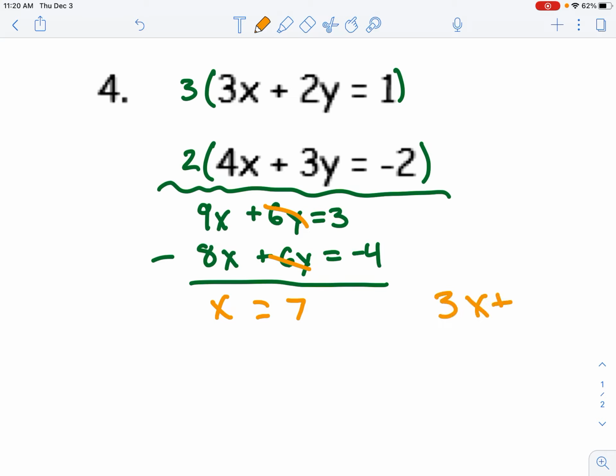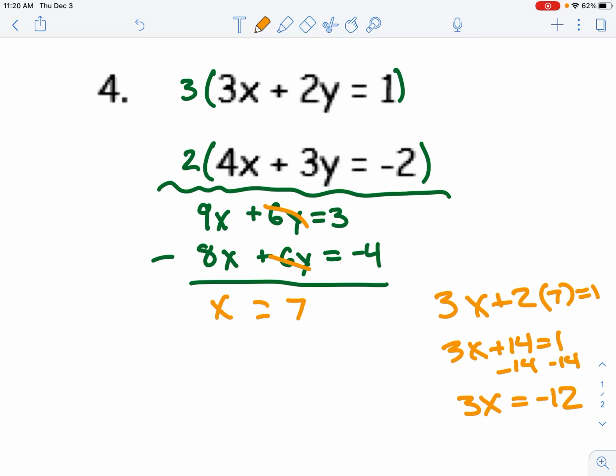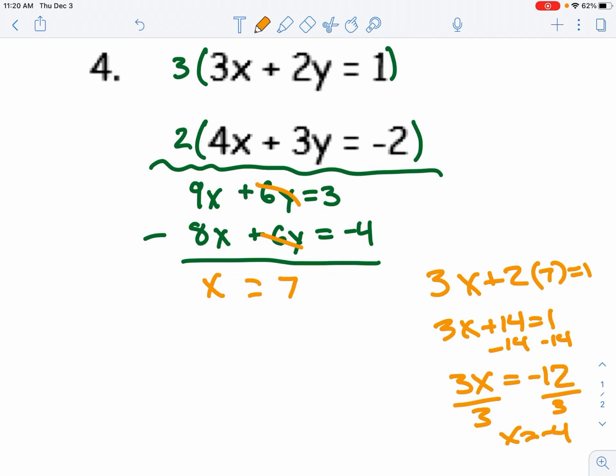So I'll have 3x plus 2 times y, which was 7, equals 1. So 3x plus 14 equals 1, minus 14, minus 14. 3x equals negative 12. Wait, did I do something wrong? Divide by 3, x equals negative 4. Is that right? I don't think that's right. So maybe I did something wrong. Oh, wait, what am I doing? I plugged it in for the wrong thing. I plugged it in for y when I should have plugged it in for x.